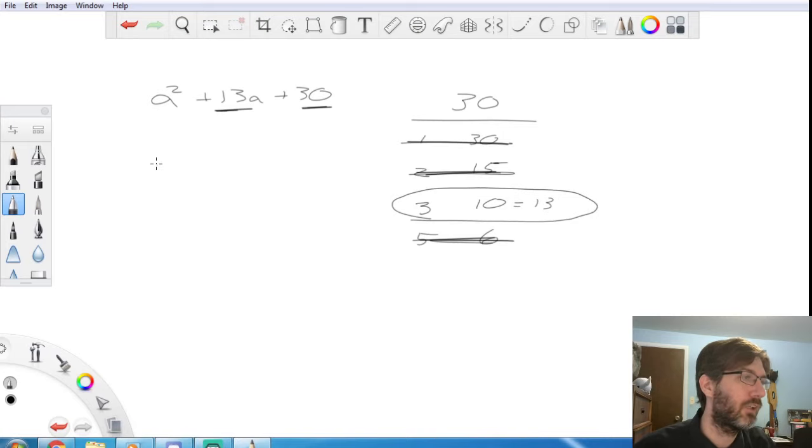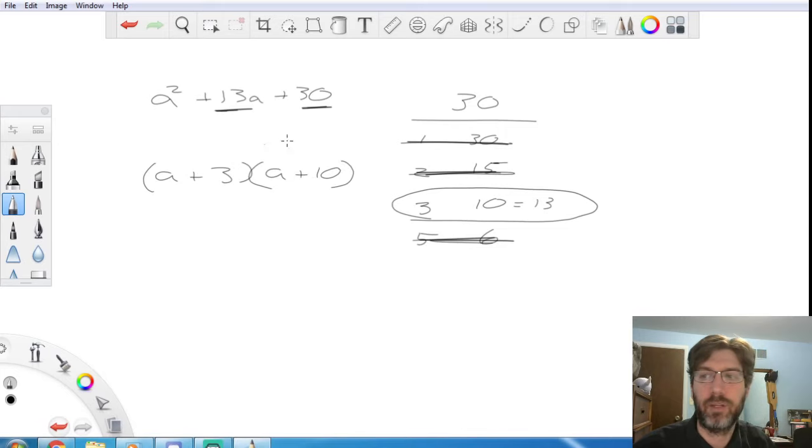We're going to come over here and just plug it into that format. Again, there's nothing weird about this a value, so it's always going to start with a. And then we have a positive 3 and a positive 10. So one gets the 3 and one gets the 10. Again, it doesn't matter which one here gets it because their first value here is both a. So it could be a plus 10 times a plus 3, or how I wrote it.